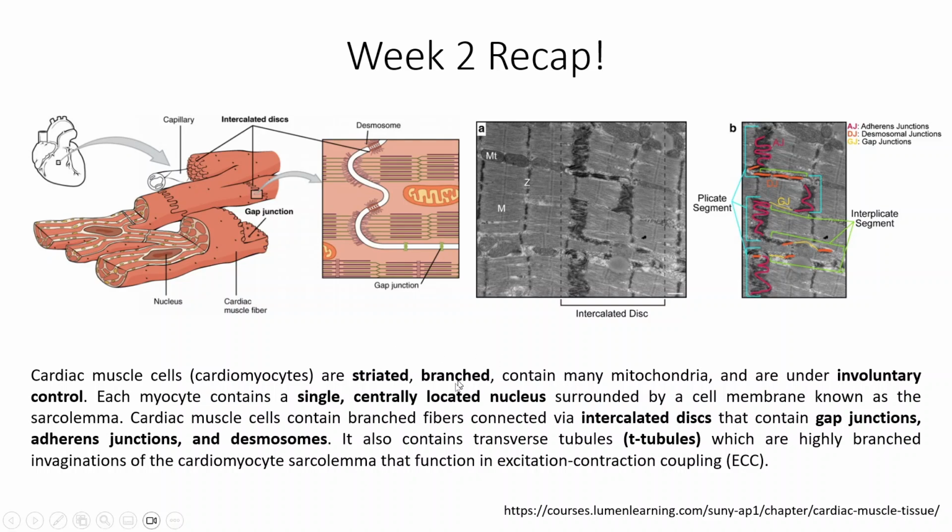As I mentioned, striated branched cells have many mitochondria, and of course involuntary control. So you have the autonomic nervous system, which we'll talk about, and that's highly important in this type of muscle contraction. Each myocyte has a centrally located single nucleus, and you have these intercalated discs, which have different functional components, and the T tubules. So that's about the cardiac tissue.